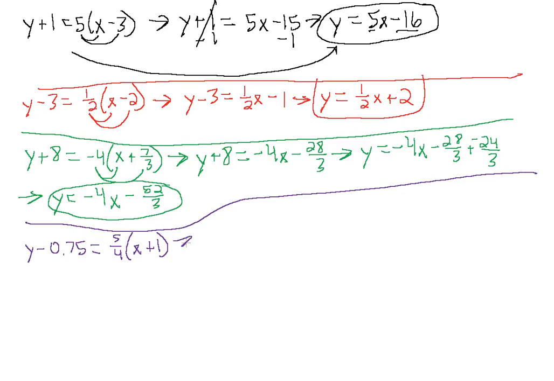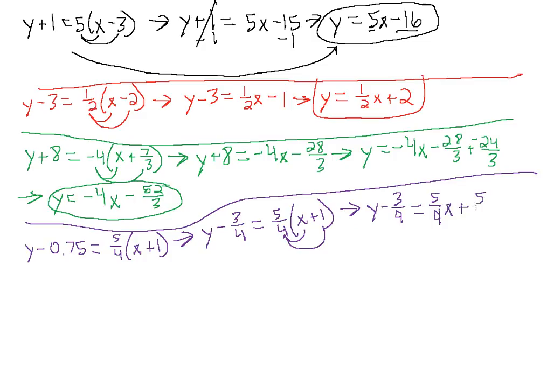So let's go ahead and add in a step here and convert this into a fraction. So we have y minus 0.75 is the same as 3 over 4. And rewrite the right-hand side, we have 5 over 4 times x plus 1. Okay, now we can go ahead and distribute this 5 over 4 into the parentheses. So rewrite the left-hand side, y minus 3 over 4 equals 5/4 x plus 5 over 4.